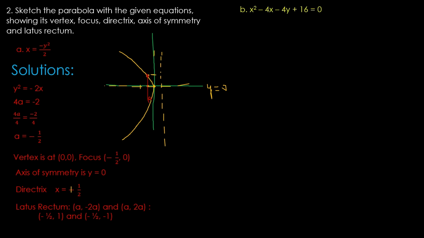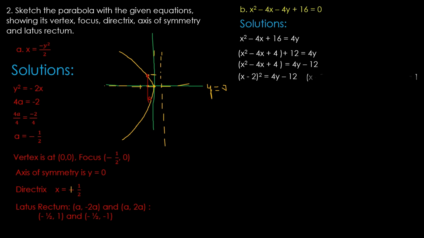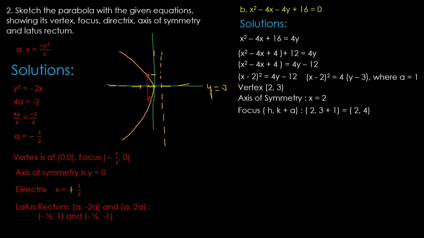We have that. Then another is this one. Again, we are going to complete the square. And we have this. So for the given, we have here this one, where our a is 1, because 4 times 1. Our vertex is at (2, 3). Our axis of symmetry is x equals 2, and then the focus is this one. This is our focus, the vertex, the axis of symmetry, then our directrix, and then our latus rectum.